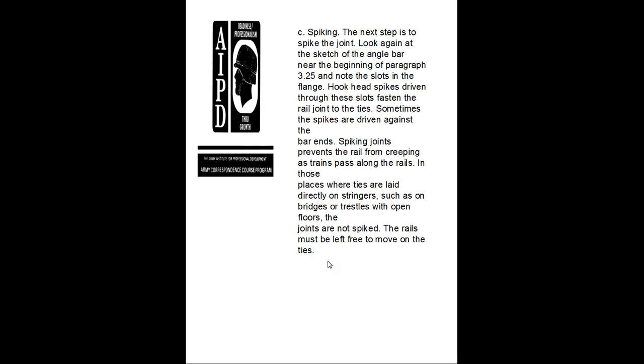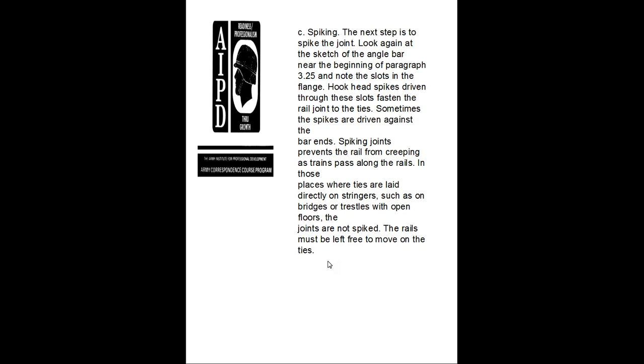C. Spiking. The next step is spiking the joint. Looking again at the sketch of the angle bar near the beginning of the paragraph, note that the slots of the flange hold the heads of the spikes driven, and that these slots fasten the railway joints to the ties. Sometimes the spikes are drawn against the bar ends.